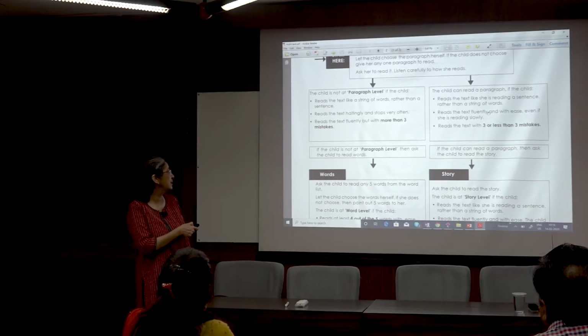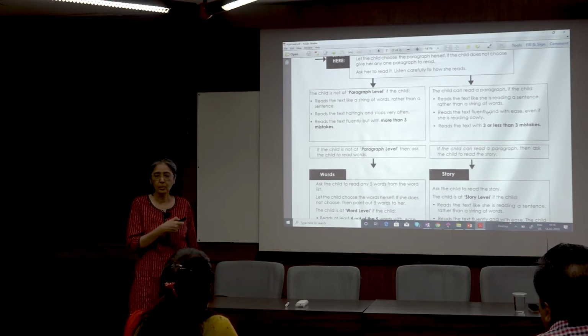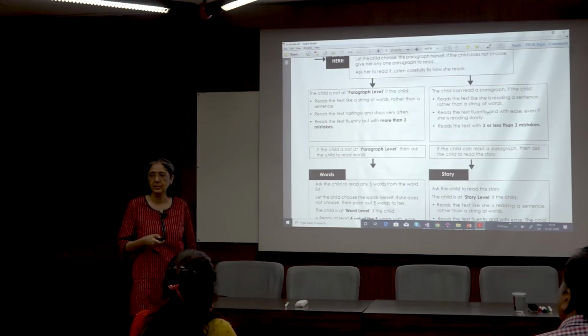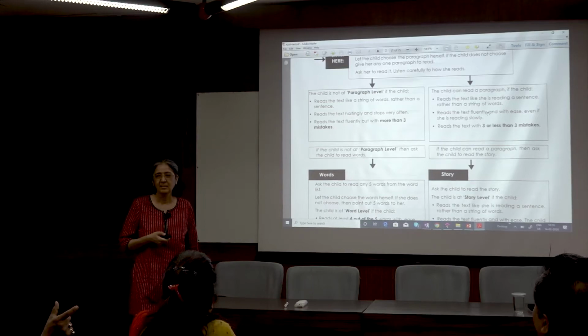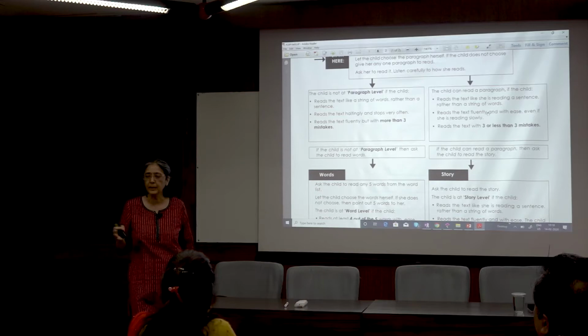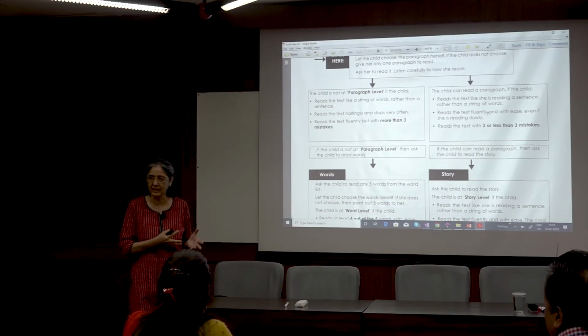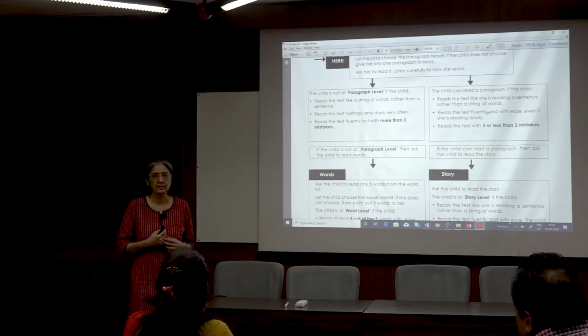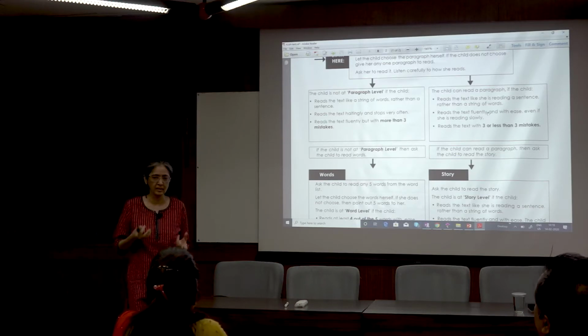Reads the text like a string of words, but not like a sentence. So how would we detect reading like a string of words? Suppose we were reading the machli, and there will be no particular distinction between the ending of a phrase and between words in a phrase and so on. So you say machli, jal, ki, hai, rani, jivan. So all the words are spoken in the same manner. There is no distinction between a space and a word.